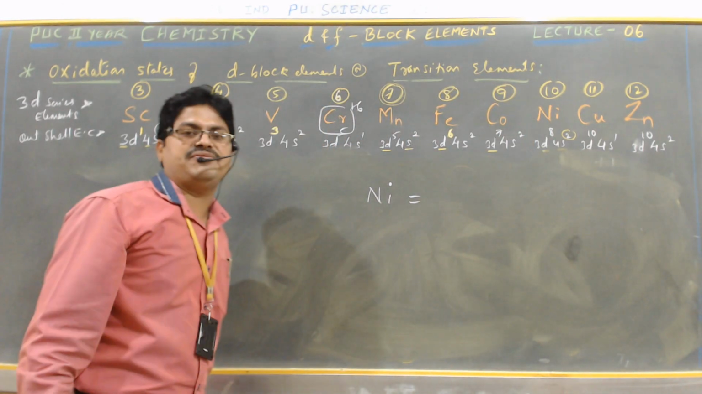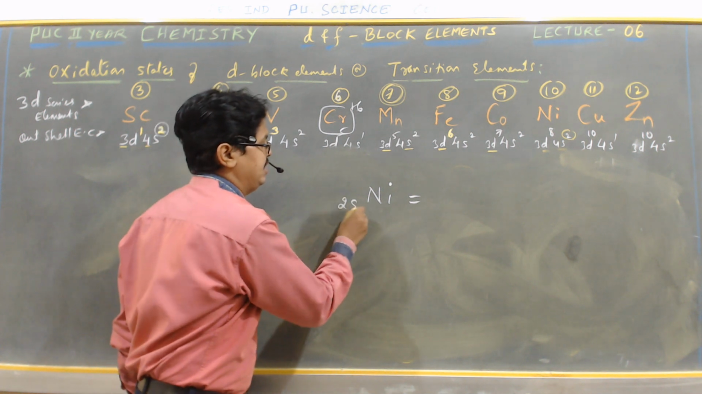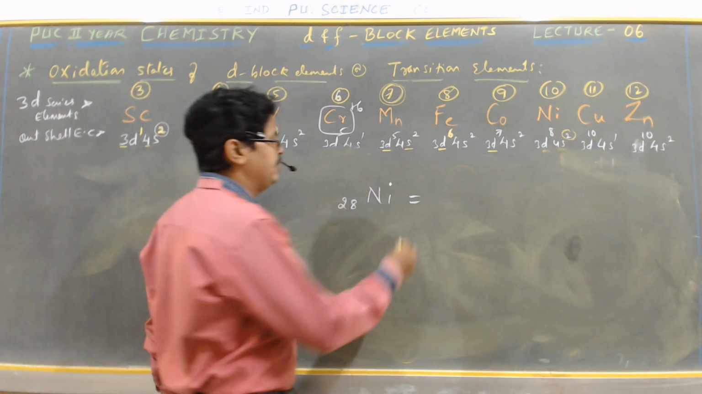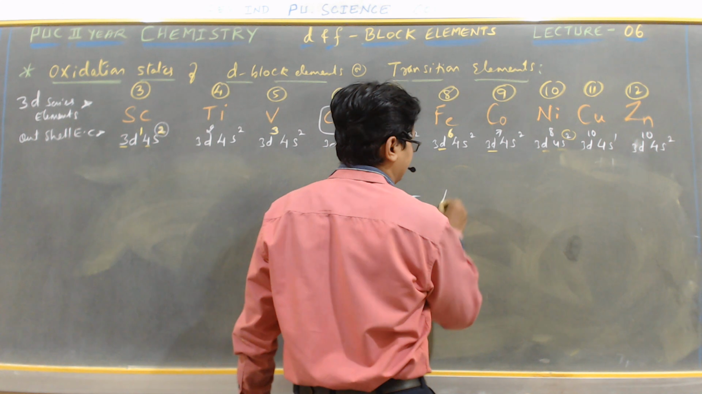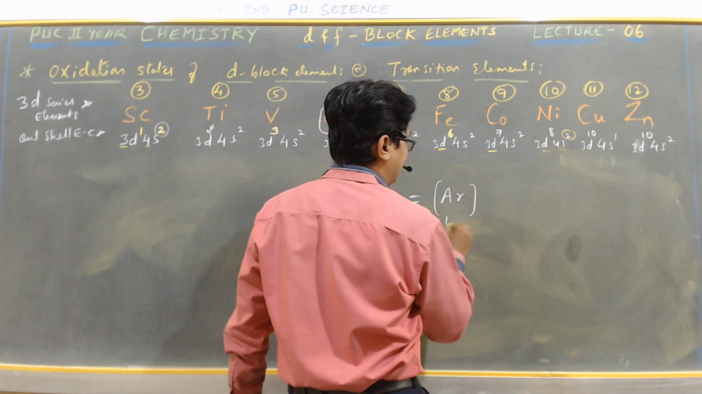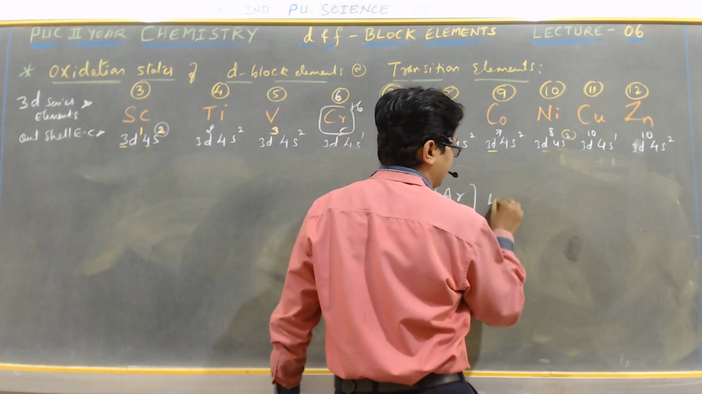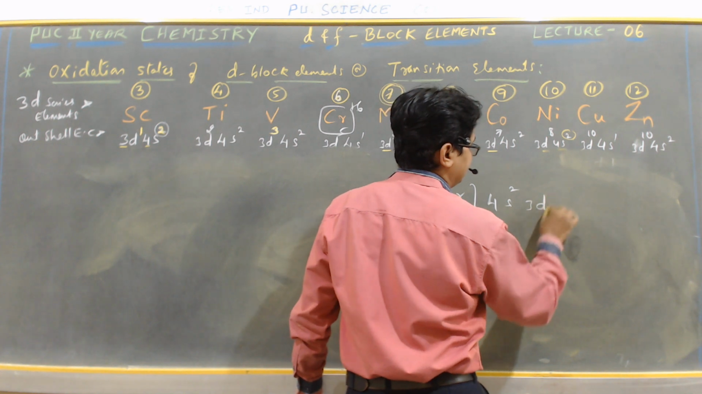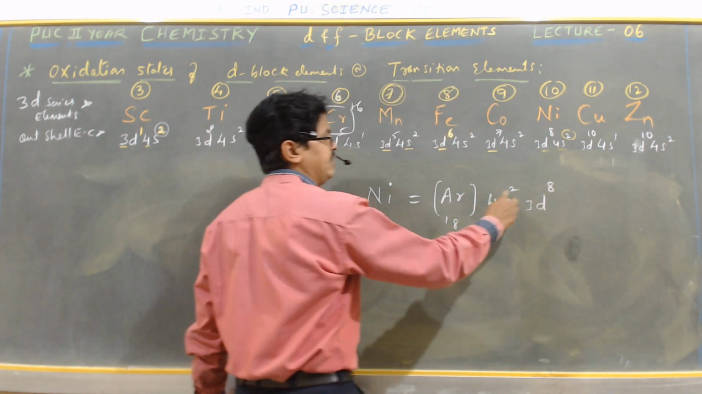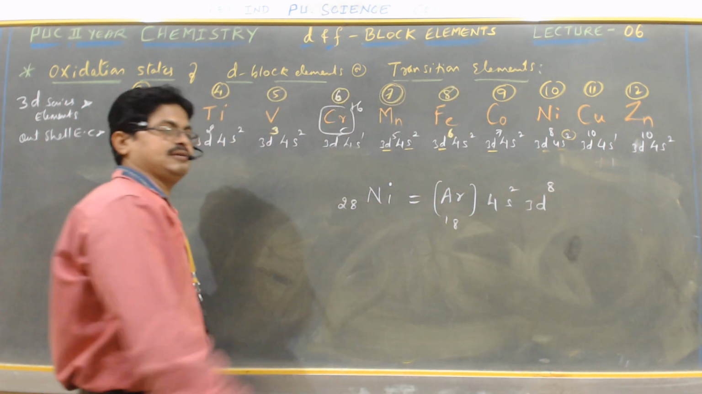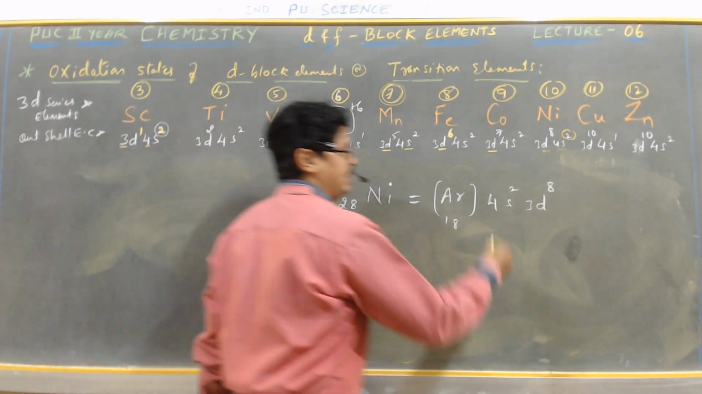What is the atomic number of nickel? That is 28. Correct? 28 means the outer configuration is argon 18 followed by 4s2 3d8. 18, 19, 20 plus 8, 28. Correct? Now look here.